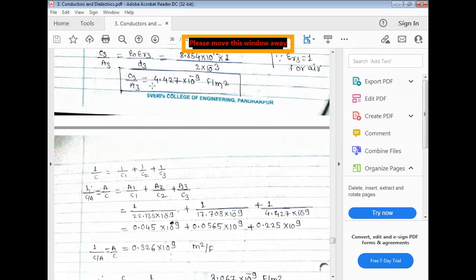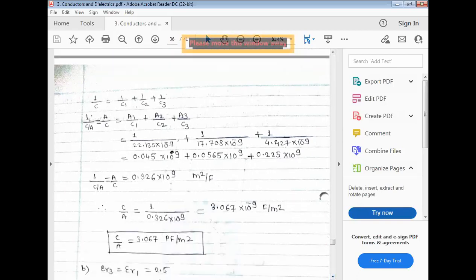Okay. So now C3 upon A3 is equal to 4.427 into 10 raised to minus 9 farad per meter square. So just take it into the denominator and you will get the A3 upon C3. Okay. So just solve this. After solving, you'll get 1 upon C upon A, which is equal to A upon C, and it is equal to 0.326 into 10 raised to 9. And the unit will also change here. The unit is meter square per farad.